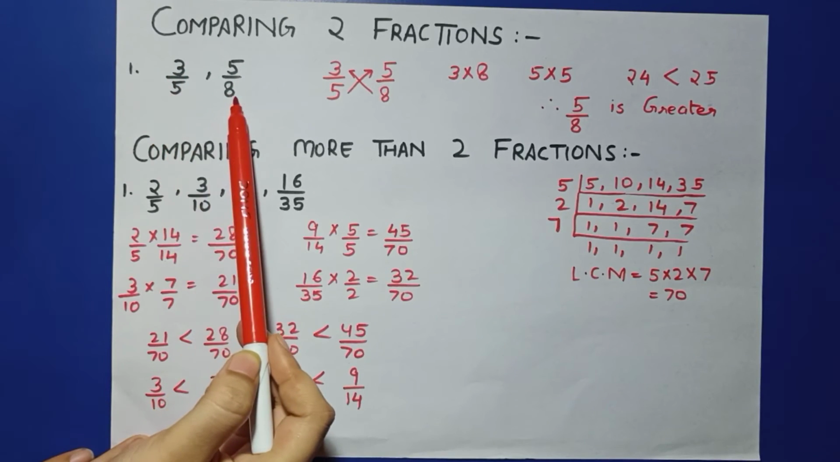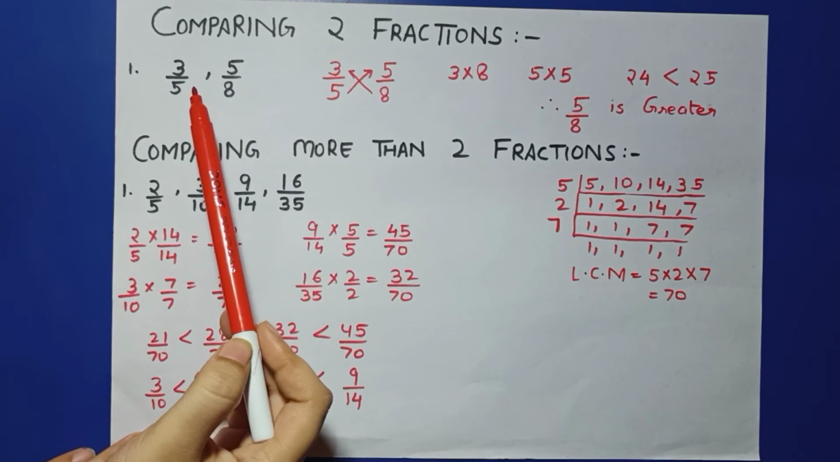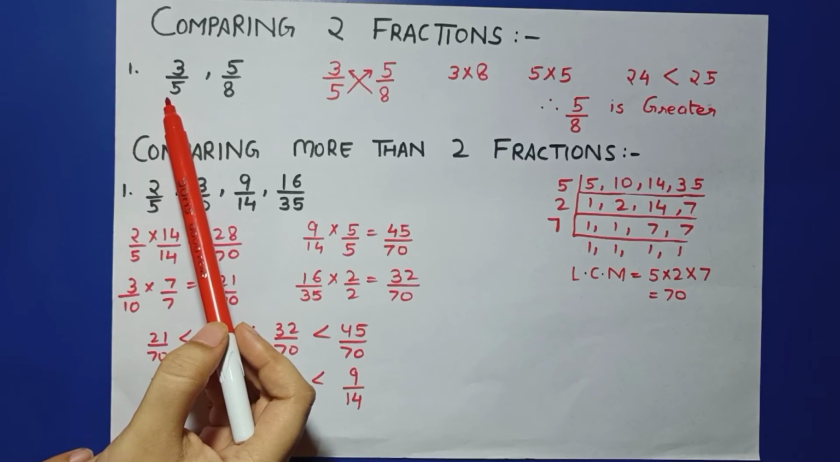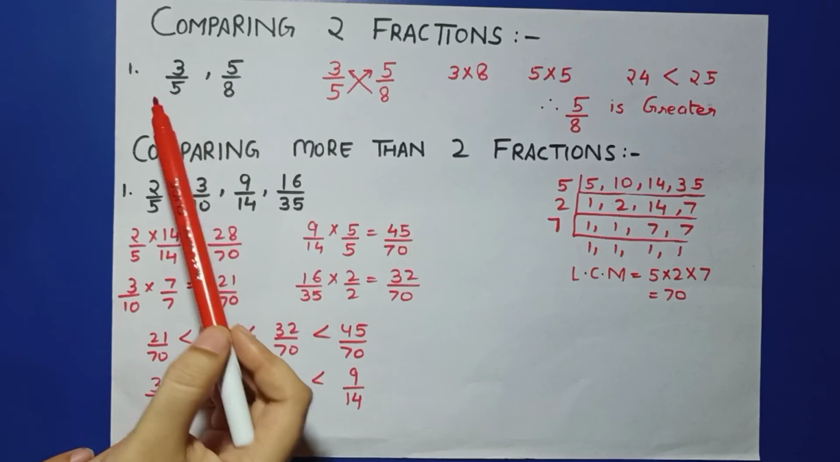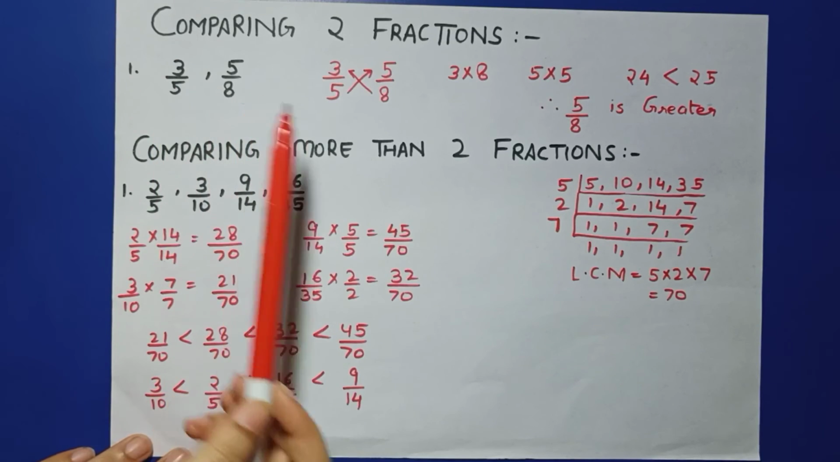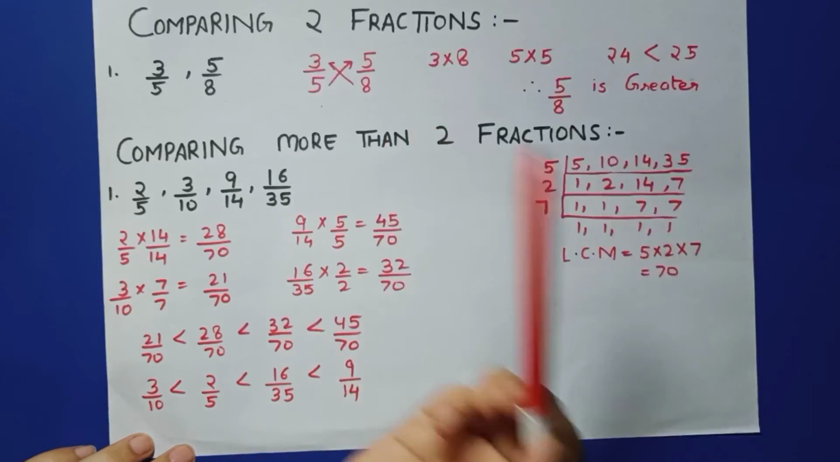We can't see it like this. Why? Because they are unlike fractions. If they were like fractions, we could easily see by the numerator. But these are unlike fractions. The denominators here are different, 5 and 8. So we can't normally tell which fraction is greater. So we'll write it like this, 3 upon 5 and 5 upon 8.